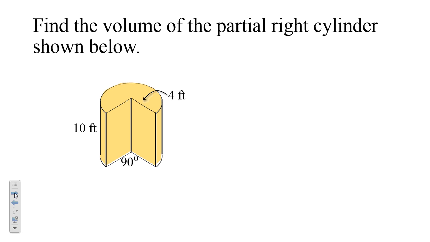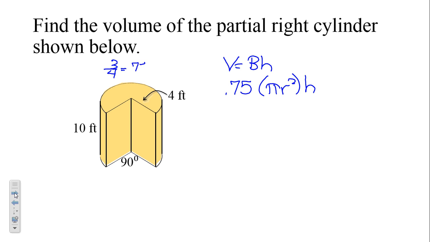What's that as a percent? 75%. What's that as a decimal? 0.75. So we don't have a full cylinder. Yes, we have 0.75 of that volume. So we only want 0.75 of our area of our base times our height, because we only have 3/4 or 75% or 0.75 of our whole cylinder, or 270 out of 360. All of those things are the same.